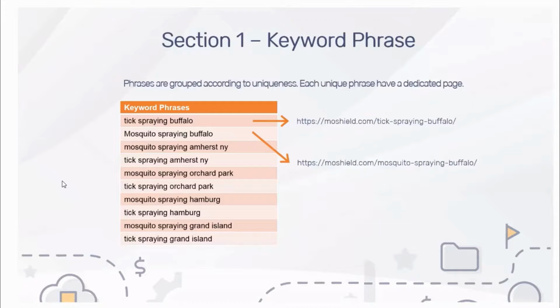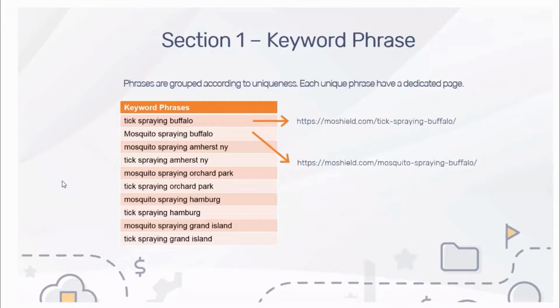So the first process is phrases are grouped according to uniqueness. Each unique phrase has dedicated pages. So let's say you have a website and you have 10 different services, or 3 categories, and each category has 3 services. Then you want each of the different services to have their unique page. And when I'm saying unique page, I mean an actual unique link. So instead of having one page or 3 category pages and each page having all the services, or one page including 10 services, you'll actually have a dedicated link for each one of the services.